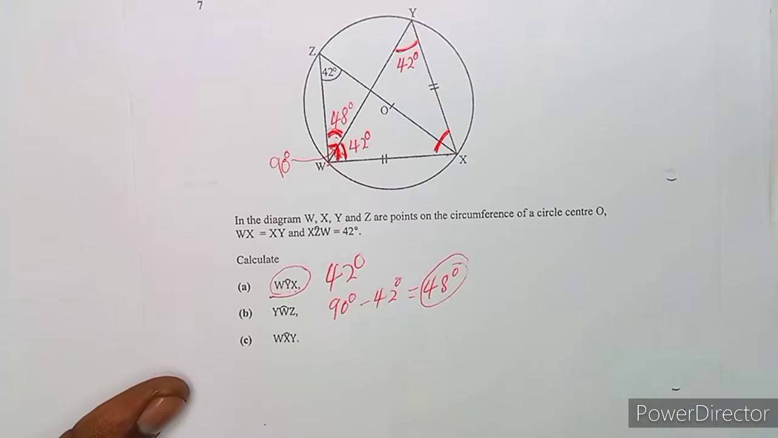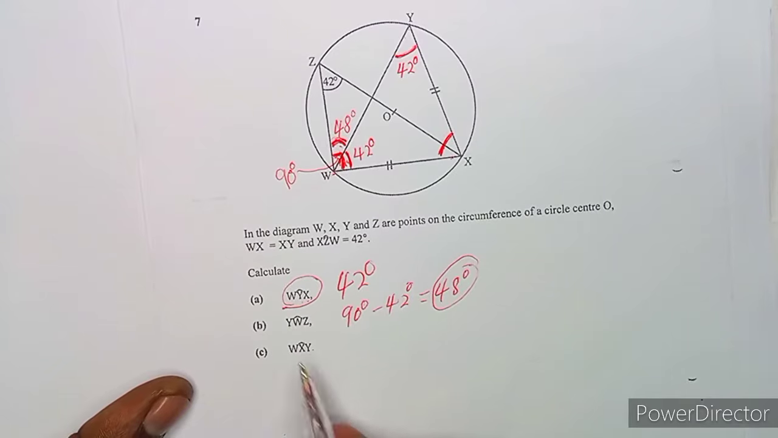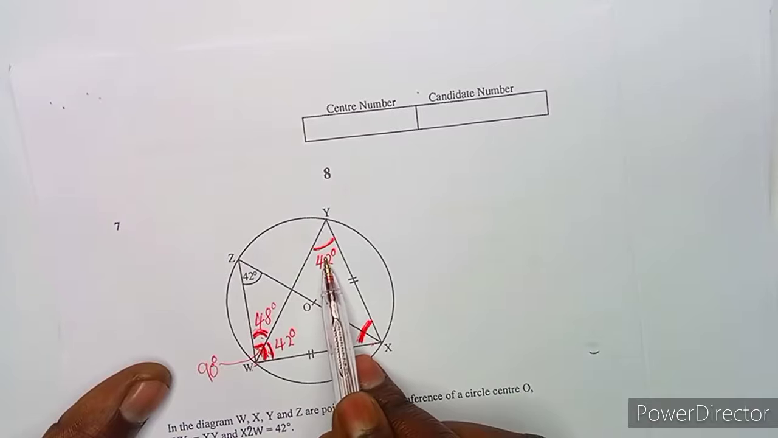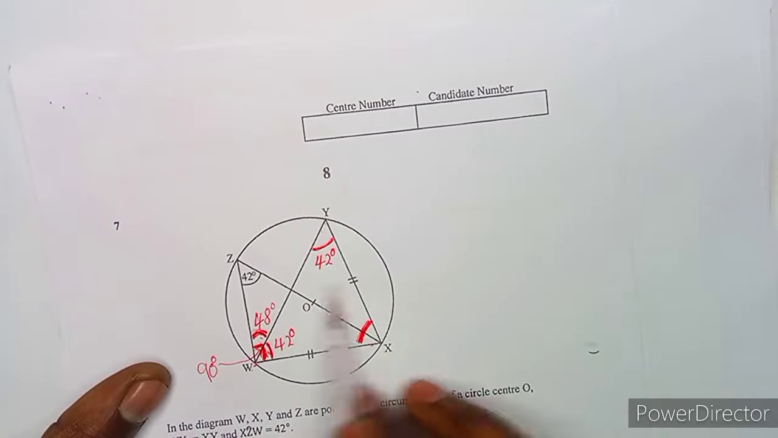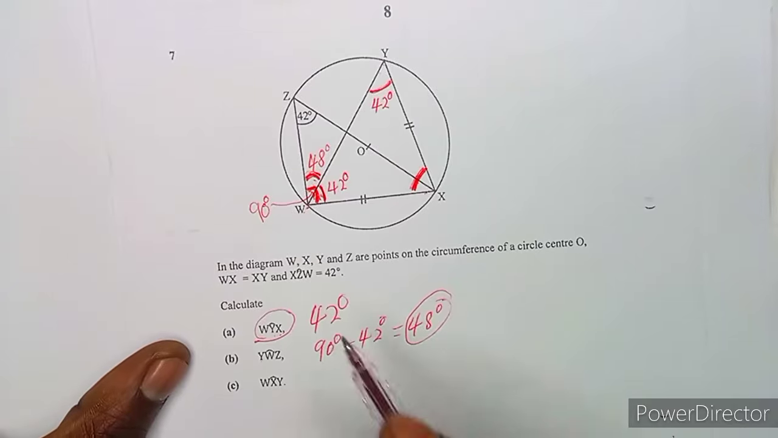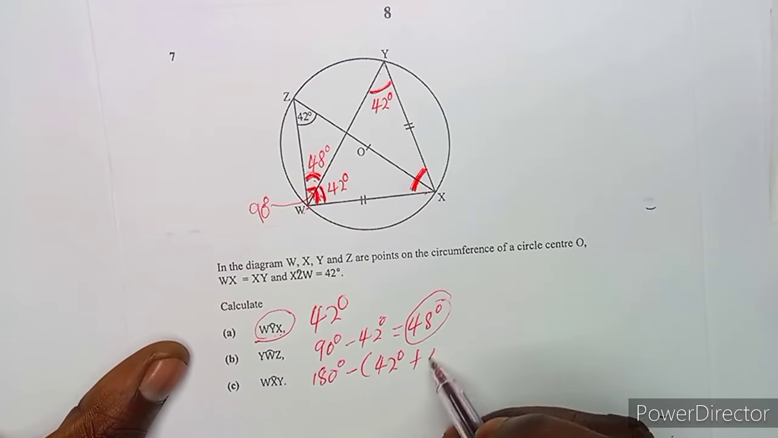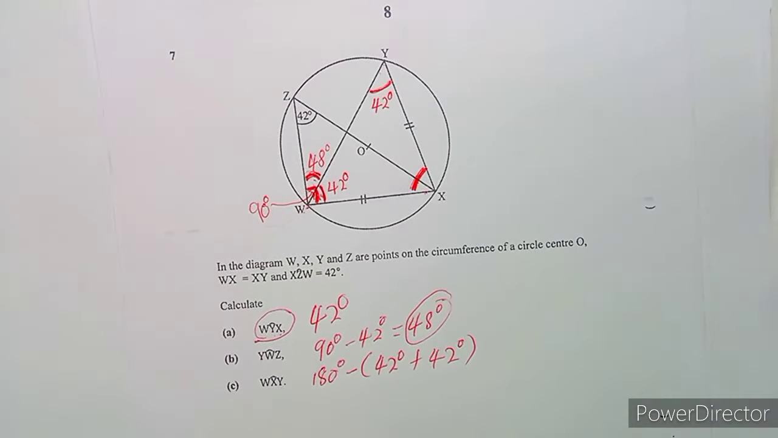Then we move on to WXY, which is this whole angle here. So remember we said this is 42 from the base angles, and this is also 42. So angles in a triangle add up to 180 degrees. We shall subtract those two angles from 180. Angles in a triangle, take note. So circle geometry is not only about the theorems about a circle. It's also about the theorems about the shapes which surround that circle. You're talking of triangles, whatever shape that you are given.